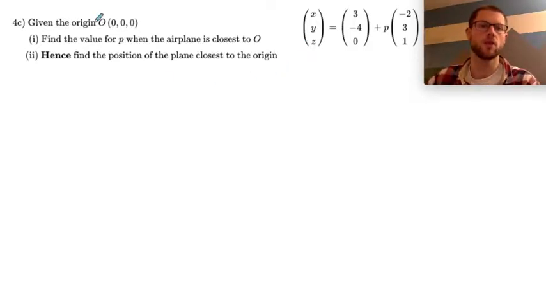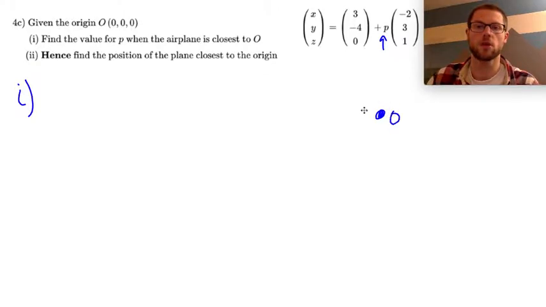For 4c, we're given the origin O at the point 0, 0, 0. And we want to find the value for p when the airplane is closest to O. This is a closest distance problem, and so what we need to do is take the dot product between two vectors. Let's visualize what's going on here.